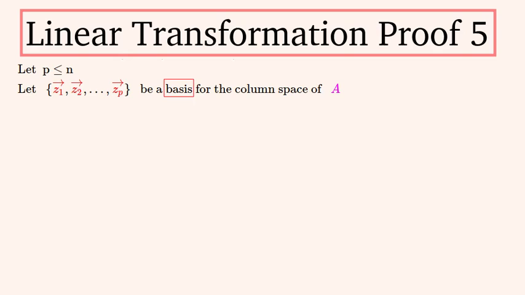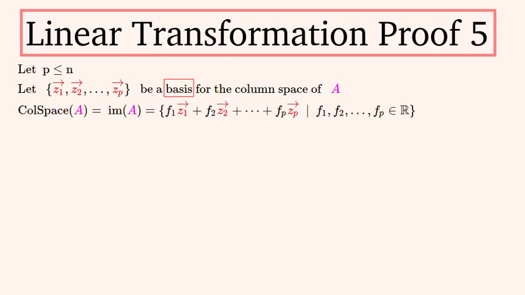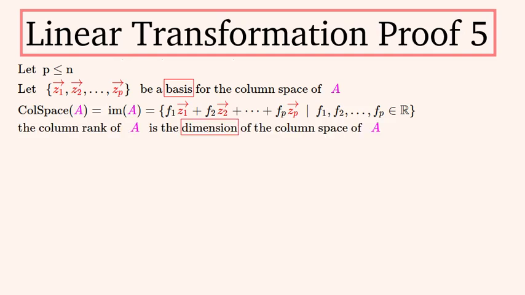P is less than or equal to N. N is the number of columns in A, and P is the number of vectors that can form a basis for the column space of A, and is always less than or equal to N. So this is how we'll describe the column space of A in terms of these new vectors. The column rank of A is the dimension of the column space of A and is equal to the number of vectors in a basis of this space, which is P. We'll just write down this definition more formally.